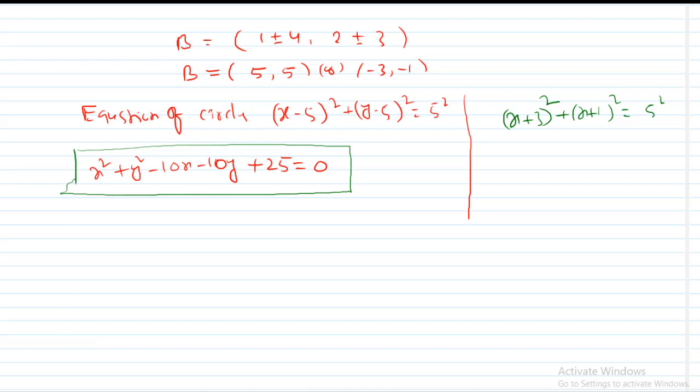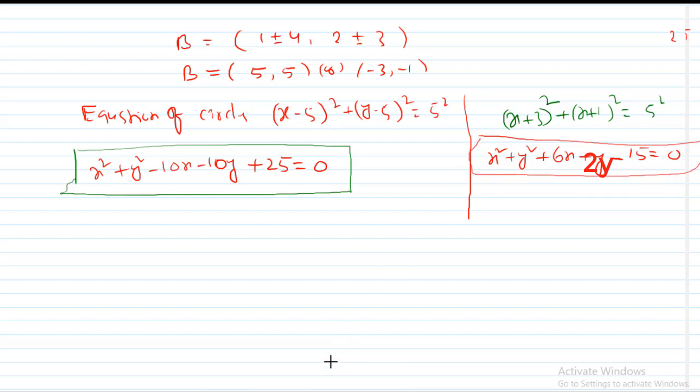Now I want to simplify this one also. x square plus y square plus 6x plus 2y, here plus 9 plus 1, 10, 10 minus 25. So this is the equation of another circle.